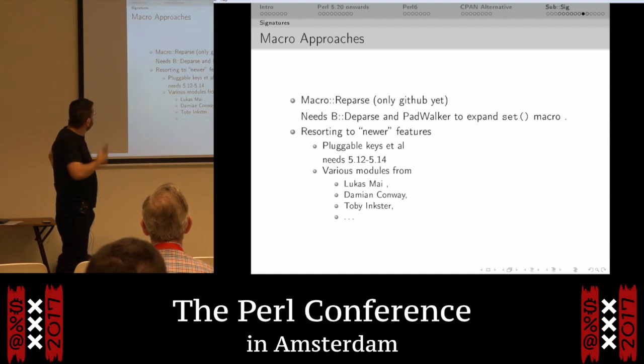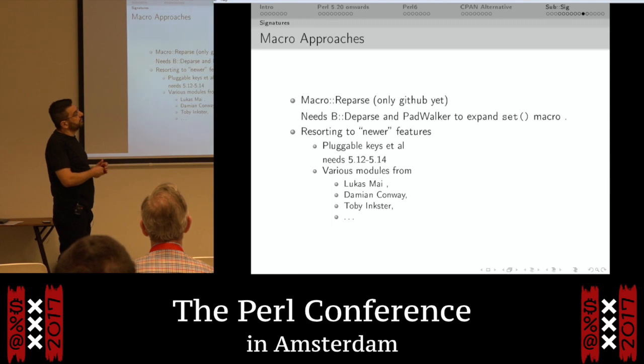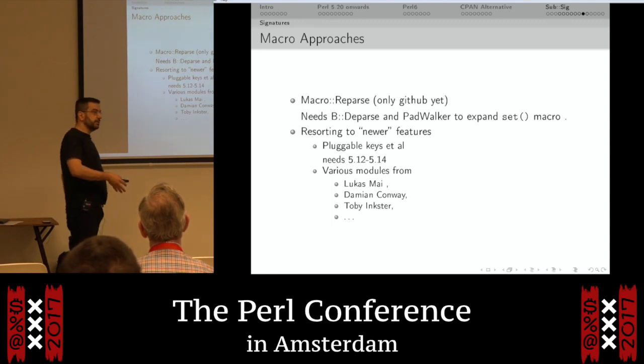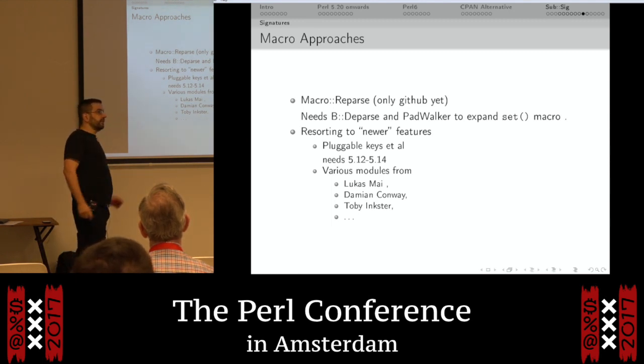I have on GitHub only now a module called macro. I want to release it as macro reparse, which needs B::Deparse and PadWalker to expand macros. It's quite a heavy thing, because I now have to go into the CHECK block and then parse all the functions which are in a package and look if set was used, and then expand set as macros. If you're interested in the macro thing, I already gave talks about it.